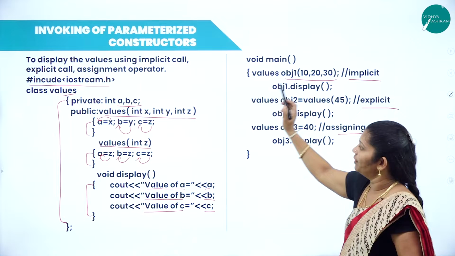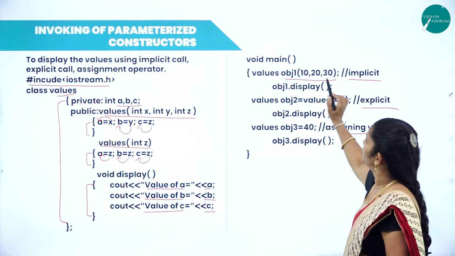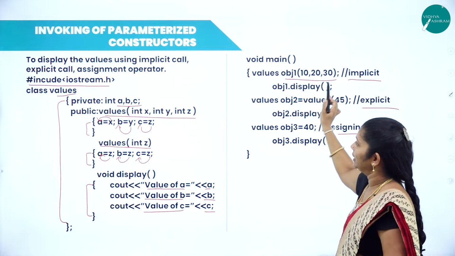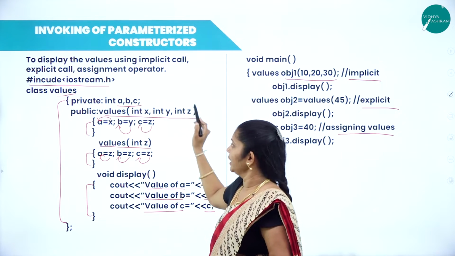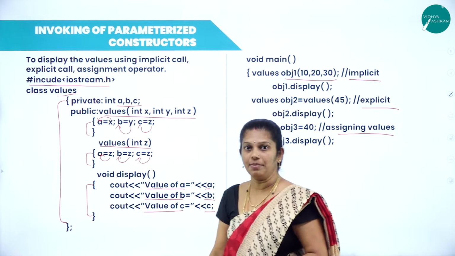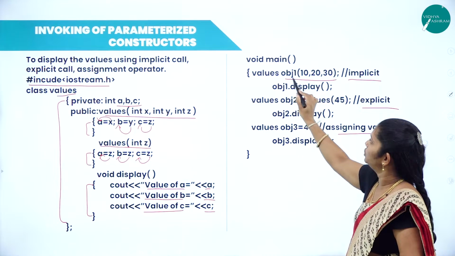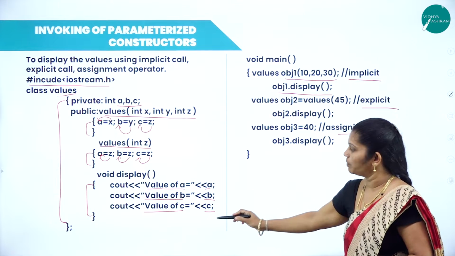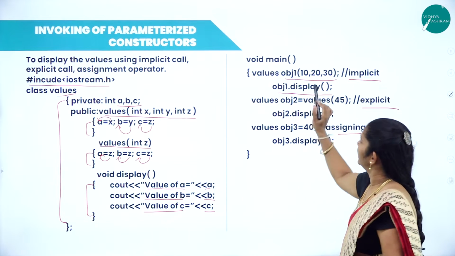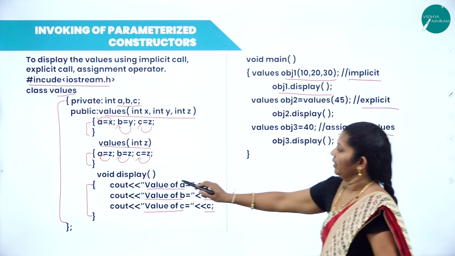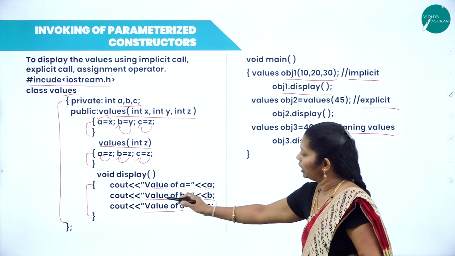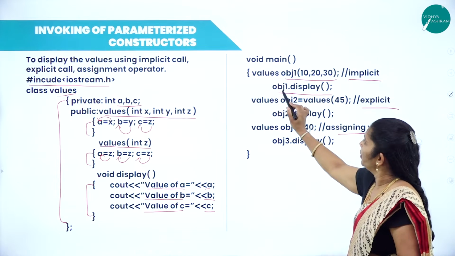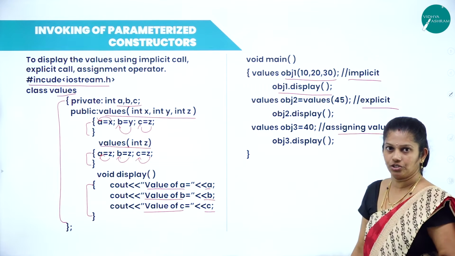It means that for A it will take 10, for B 20, for C 30. Values we are passing are 10, 20, 30, and those are initialized to ABC. Then with the help of this object1, we are displaying the values. What exactly will it display for ABC? It will display 10, 20, 30: value of A equals 10, value of B equals 20, value of C equals 30. Like that it will display by using the object1.display function.